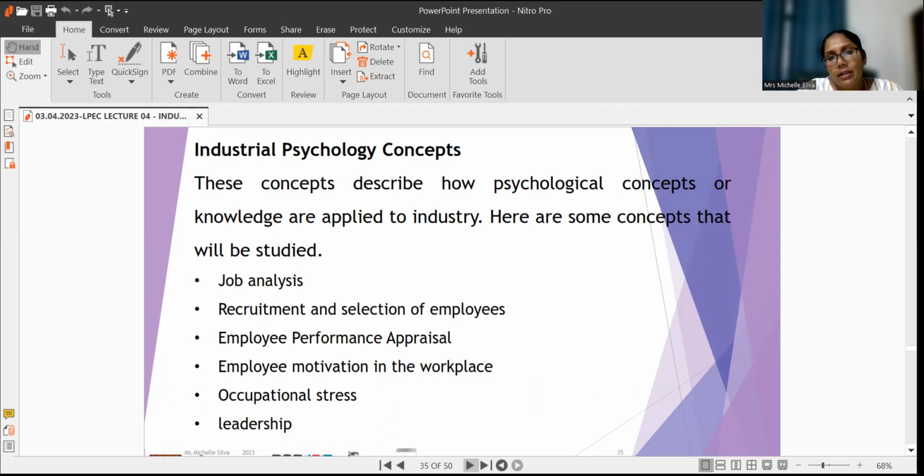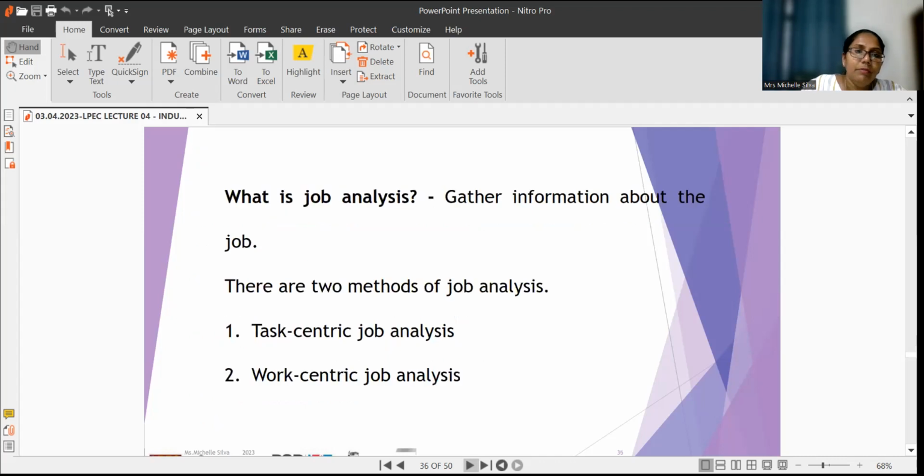So in industrial psychology there are many concepts, but basically only some will be studied. Since time is a limiting factor, we'll be discussing only 6 important concepts. The first one is job analysis. When we talk about job analysis, simply, it means gathering information about the job.